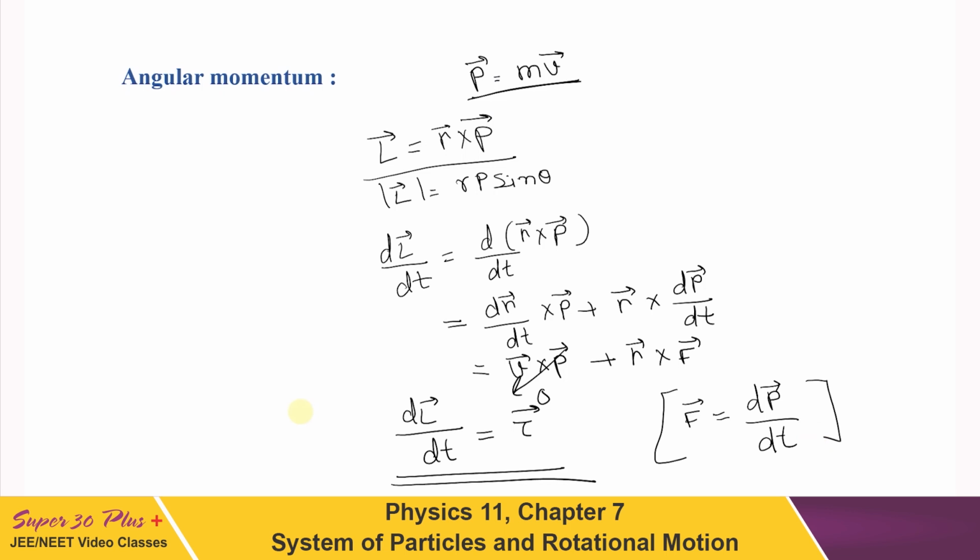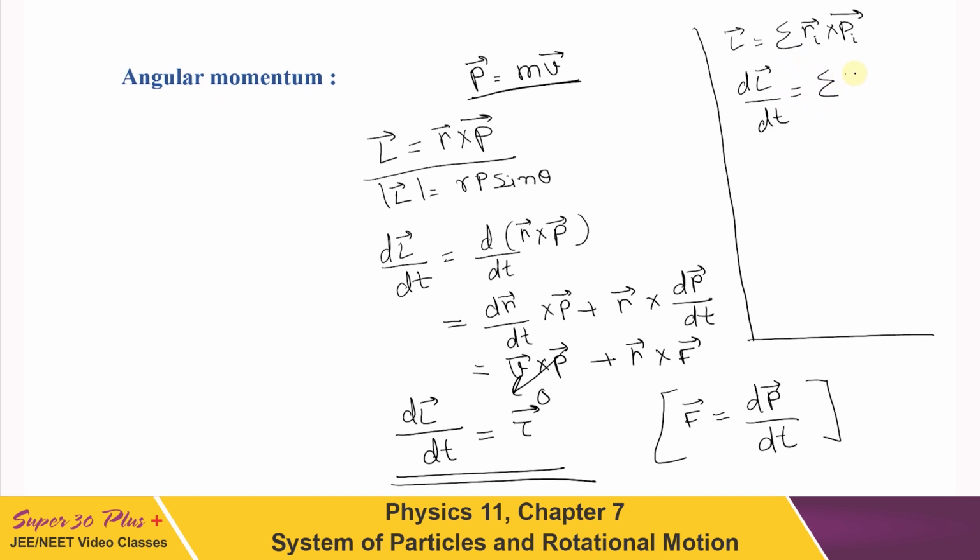Now all this I have discussed for a single particle, but what if an extended body is there? For an extended body we have to simply sum the terms for all the constituent particles. So we can write L equal to the summation of r_i cross p_i, and dL by dt equal to the summation of all the torques. In this way, the angular momentum for the extended body will be equal to the summation of the angular momentum of all the constituent particles.